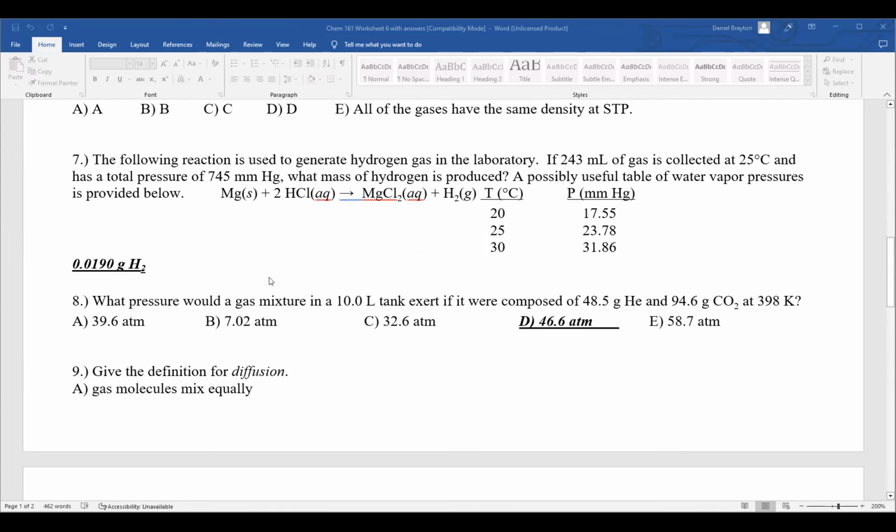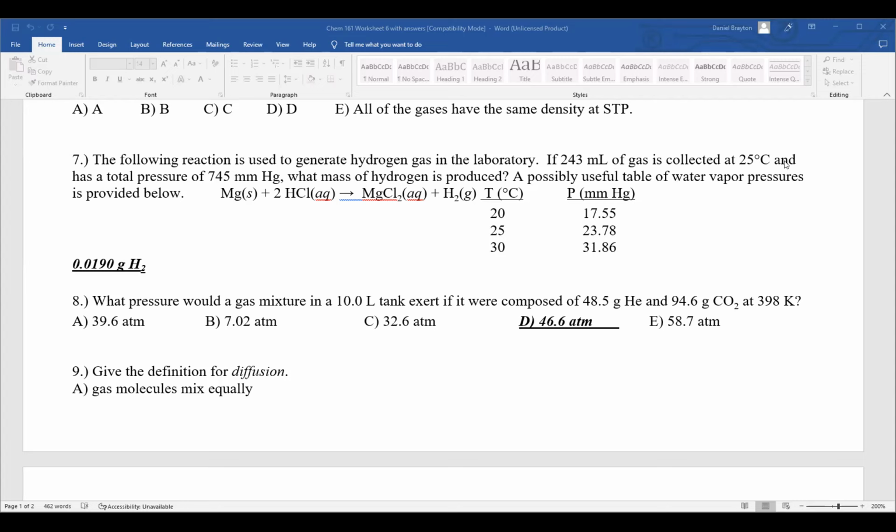Number 7 here, let's see. The following reaction is used to generate hydrogen. 243 milliliters of gas is collected. So this would look like one of those collection setups we saw, where you have a tube going underwater, then some sort of enclosed container that the gas would bubble into.